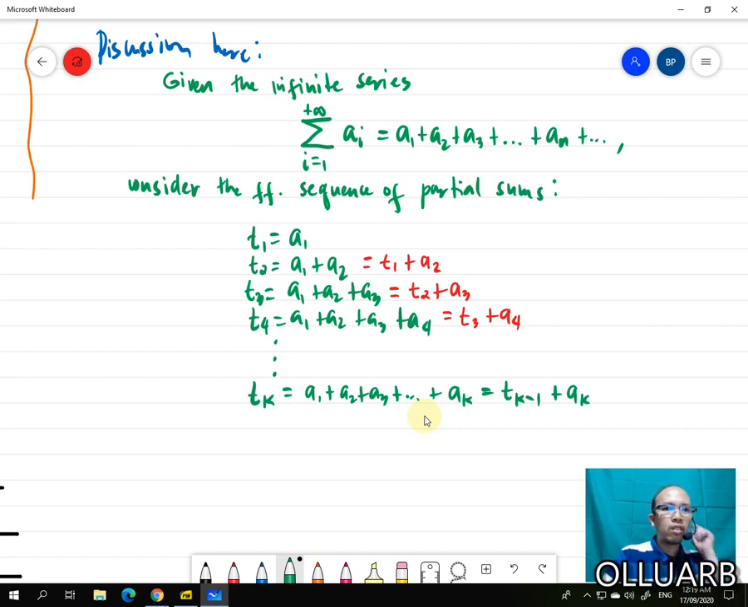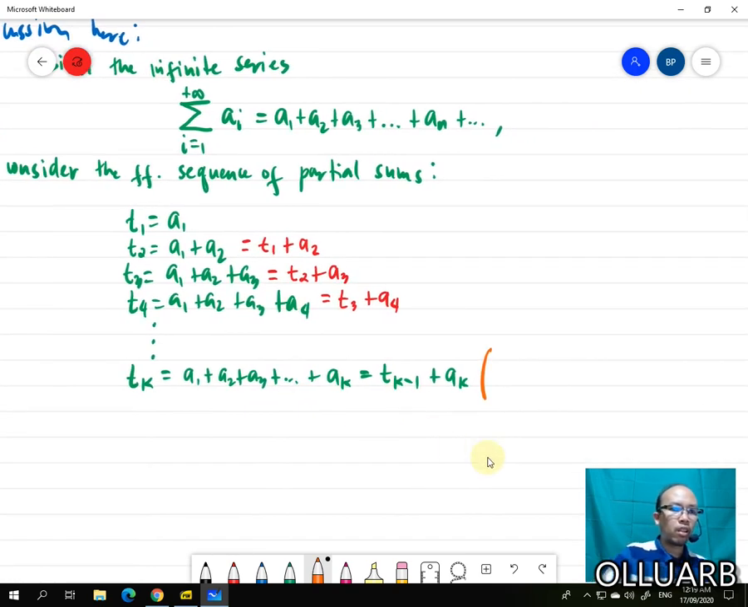So t sub k here is what we call our kth partial sum. If your notation here is n, we have the nth partial sum. If your notation is p, then we write this as the pth partial sum. It depends upon the notation.